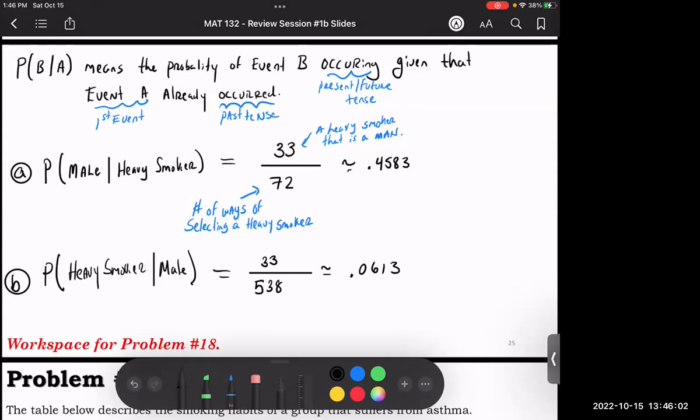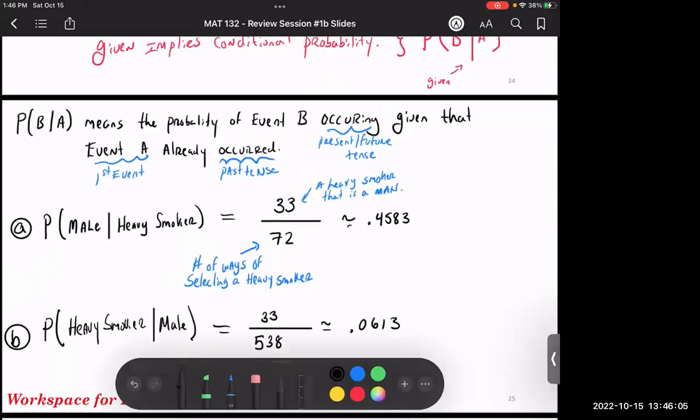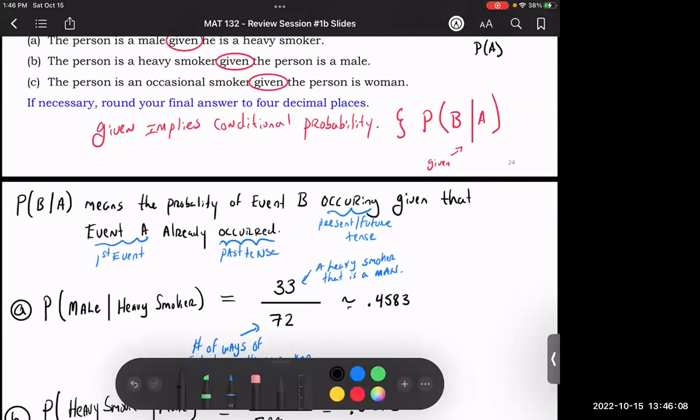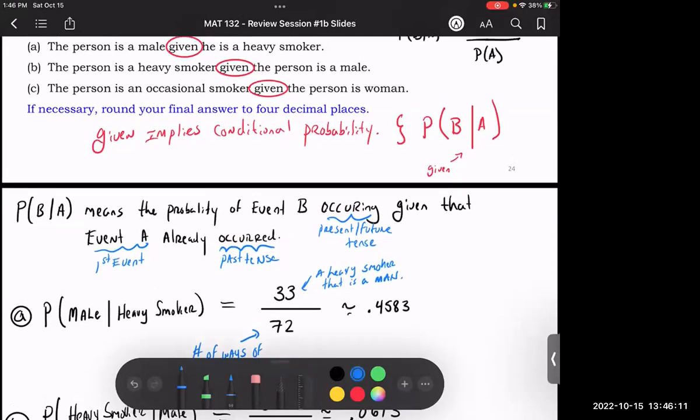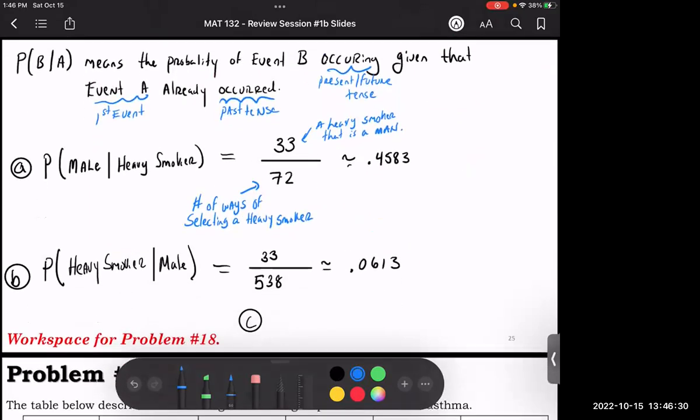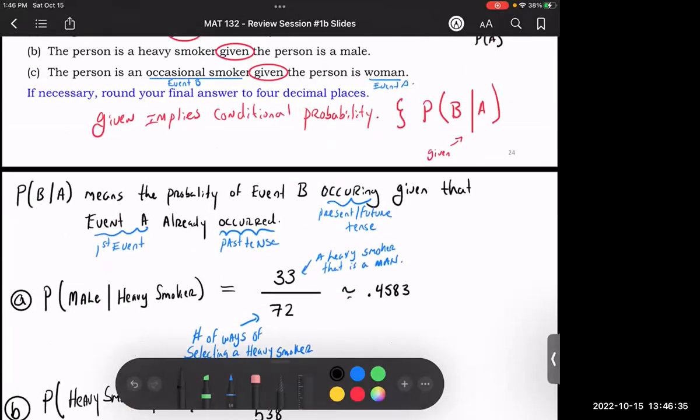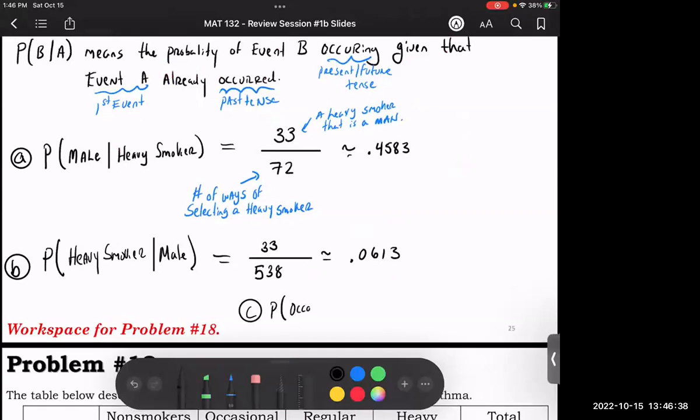And then there's a part C. So part C states the person is an occasional smoker and the person's a woman. So occasional smoker, is that event A or event B? Looking at our notation, event B, and person is a woman is event A. So just use your notation. We're going to have for part C, the probability that the person is an occasional smoker, given that the person is a woman.